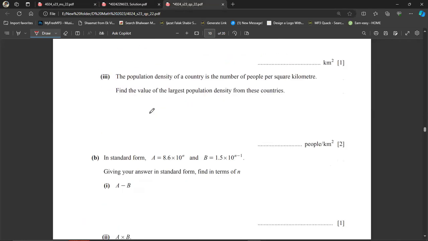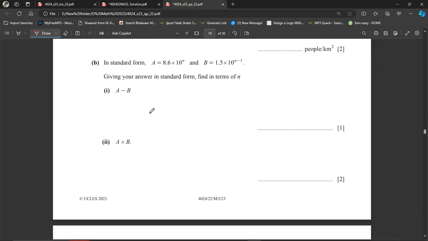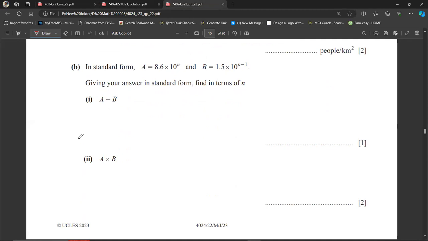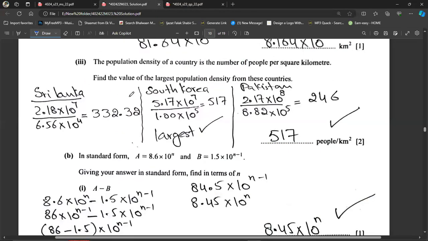Okay, so question number 5, and it's the B part. Here he says that in standard form, A is equal to 8.6 × 10^n, and B is 1.5 × 10^(n-1). He says, give your answer in standard form, find in terms of n, A minus B. So you have to subtract them. This is paper 2. The calculator is allowed.